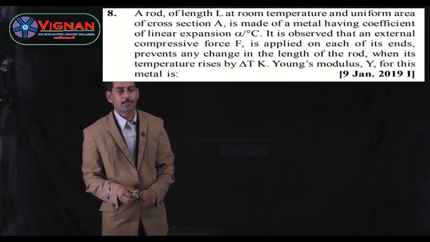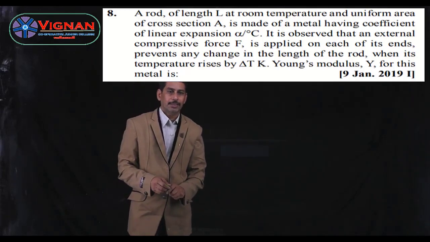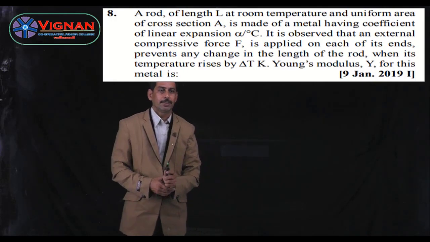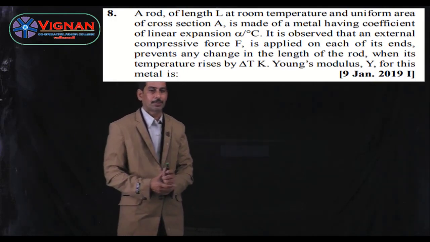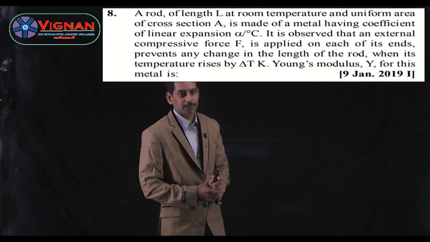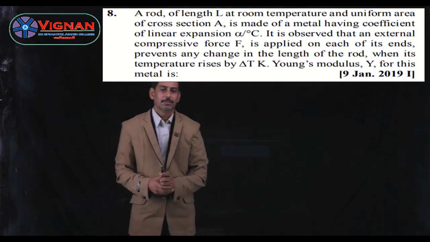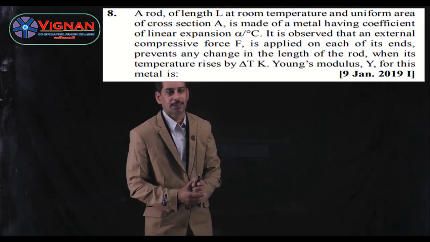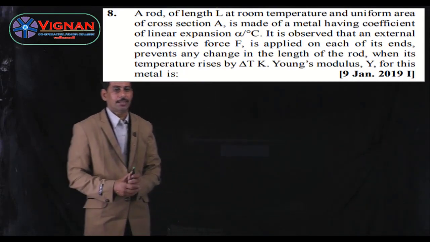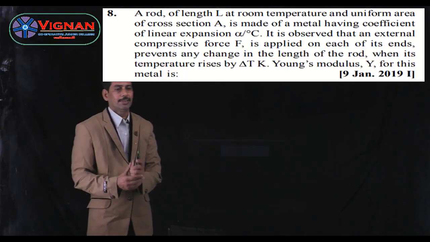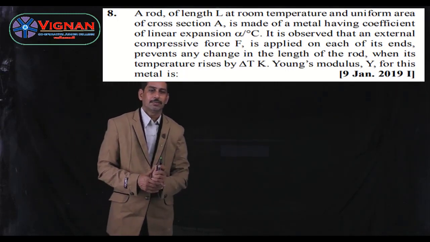So the next problem: a rod of length L at room temperature and uniform area of cross section A is made of metal having coefficient of expansion alpha, and it is observed that an external force F is applied on each of its ends to prevent any change in the length of the rod, when the temperature rises by delta T degrees Kelvin. The Young's modulus is Y. So I have to find the Y value.